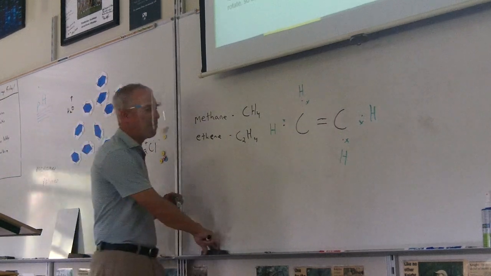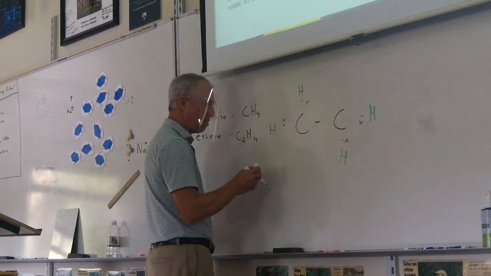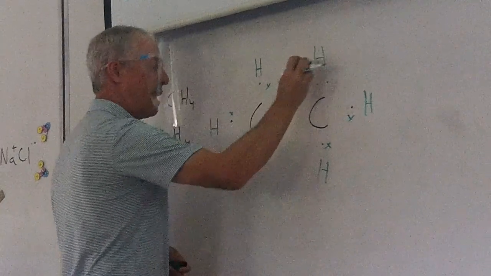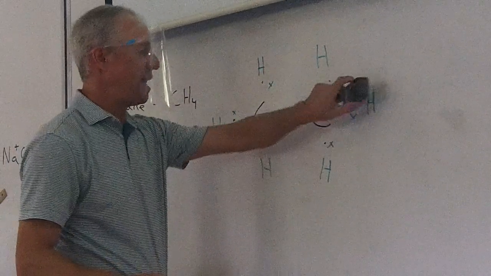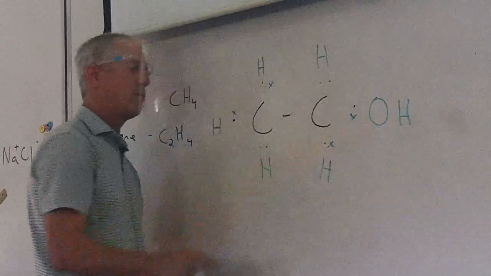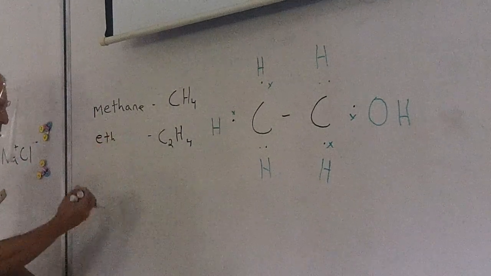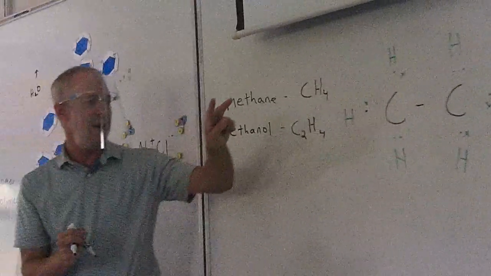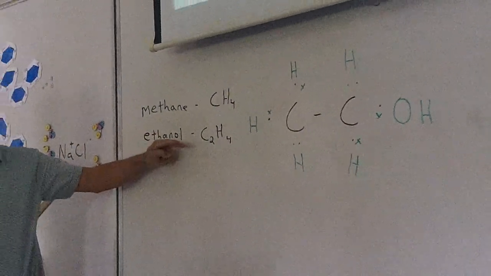Now, one molecule that y'all are familiar with, y'all are intimately familiar with, if we put the H's back, we make it a single bond, and over here, instead of an H, we have an OH group. An OH group. That's ethanol. Ethanol. Whenever you put an OH group, that makes it an alcohol. Have you ever heard of ethanol? That's the alcohol that's in alcoholic beverages.